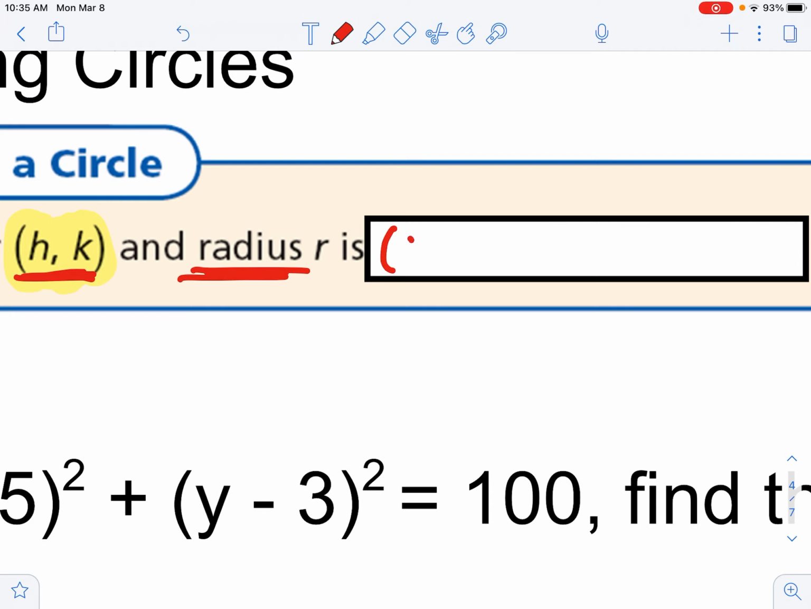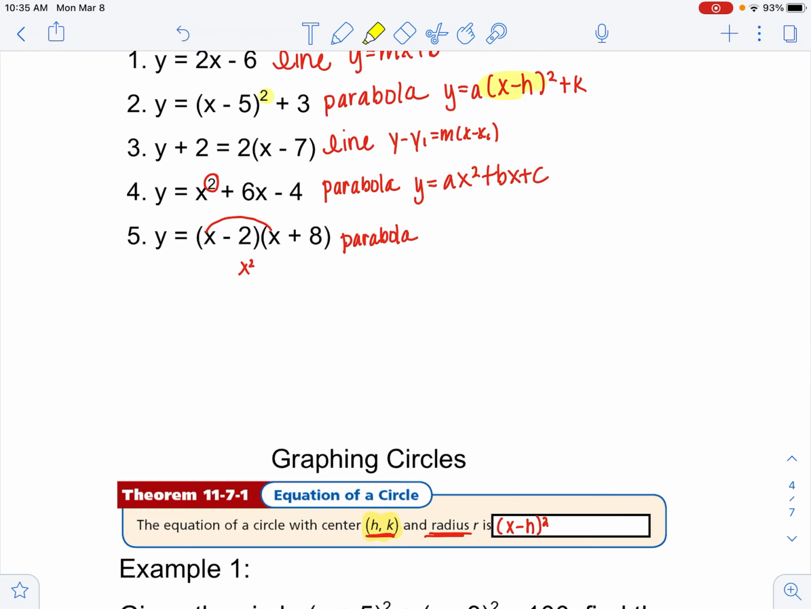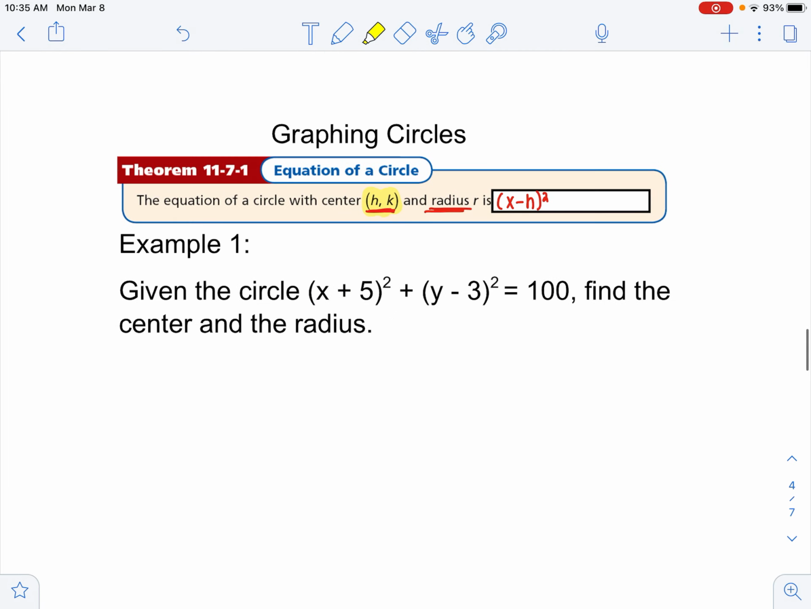It's parentheses (x minus h) squared, just like in a parabola, right? It's like that. But then you have plus (y minus k) squared equals r squared.